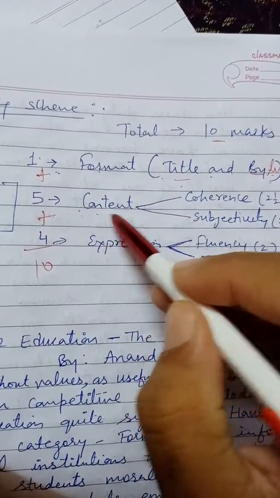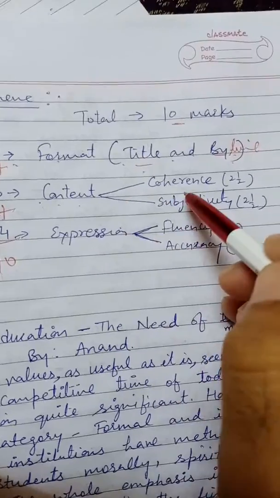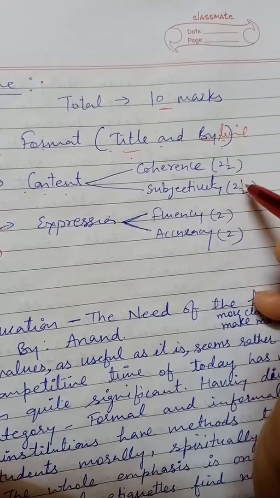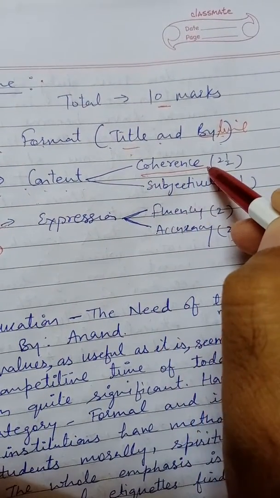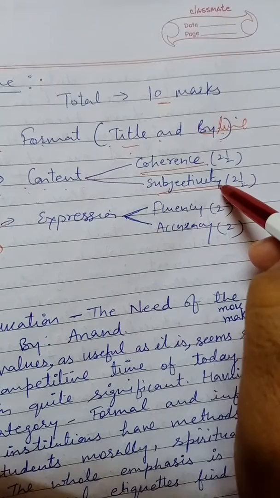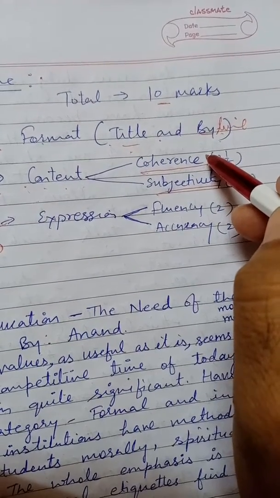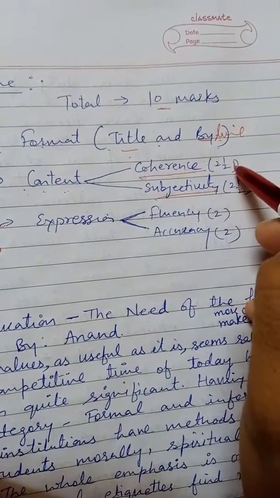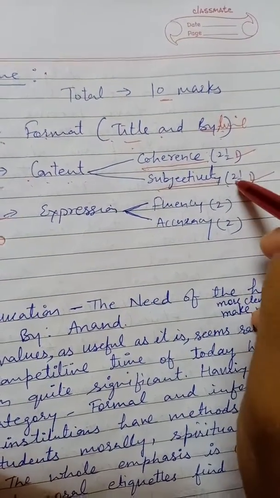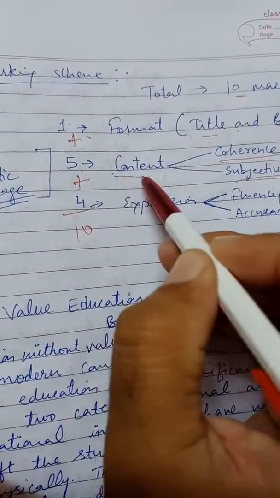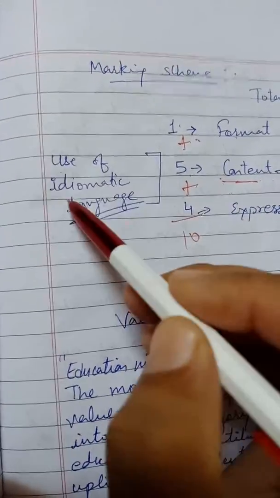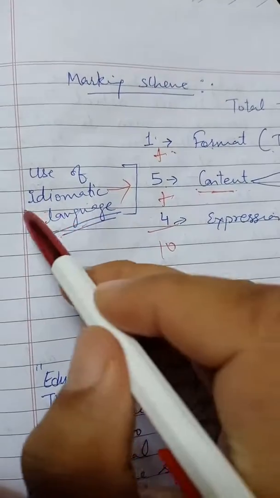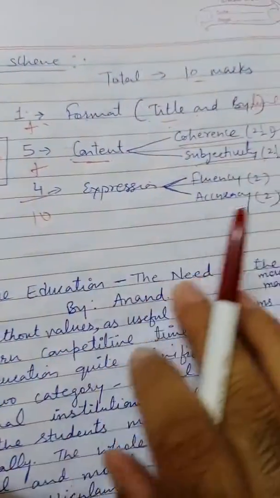Next one is content. In this content, the total marks are 5 and the division is 2.5 for coherence and 2.5 for subjectivity. Coherence means what kind of sequence and examples or content you provide. In this part, the main thing is the use of idiomatic language, which is the most important part. You should use some idioms to provide your point.